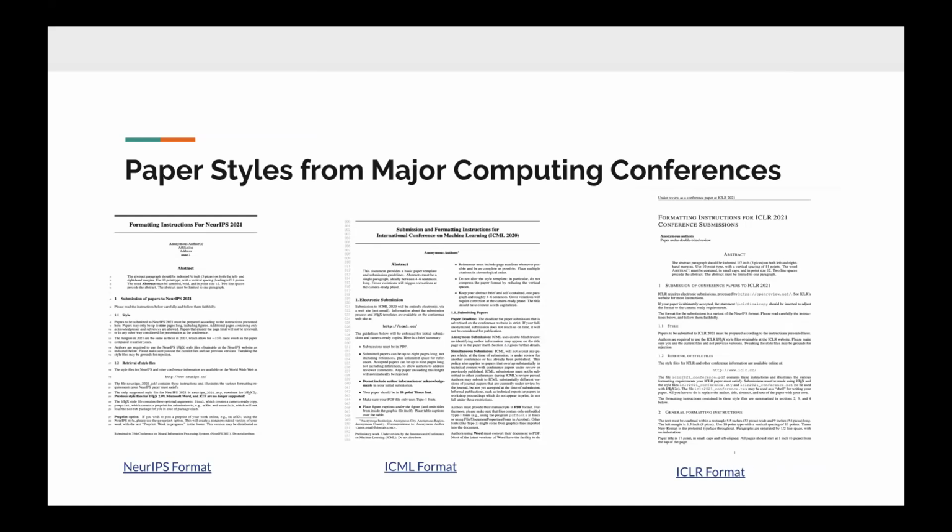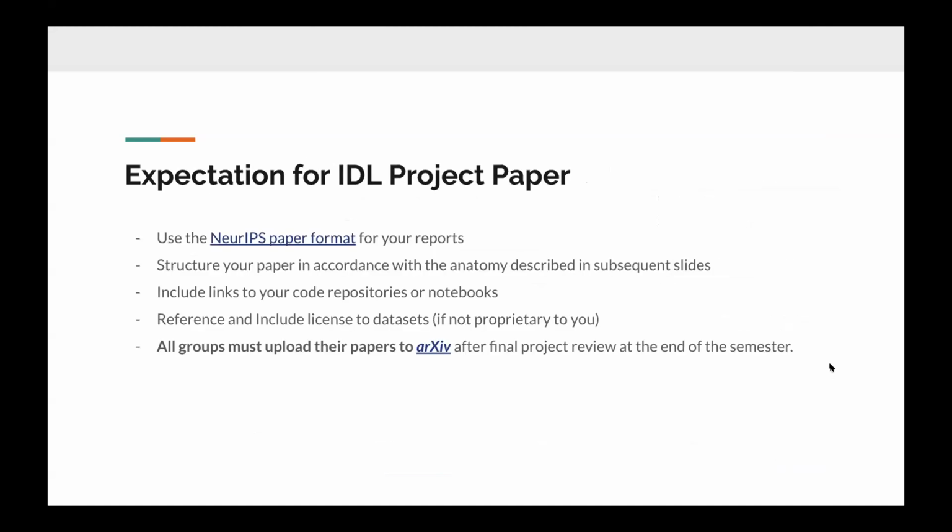So you want to make sure that you are adhering to the styles for the different conferences or workshops. Again, I repeat, for this course, we're sticking with the NeurIPS format. And then other expectations of the course for the project paper, apart from sticking with the NeurIPS format, is you want to make sure that you structure your paper in accordance to the way we've described what technical papers should be like in this workshop.